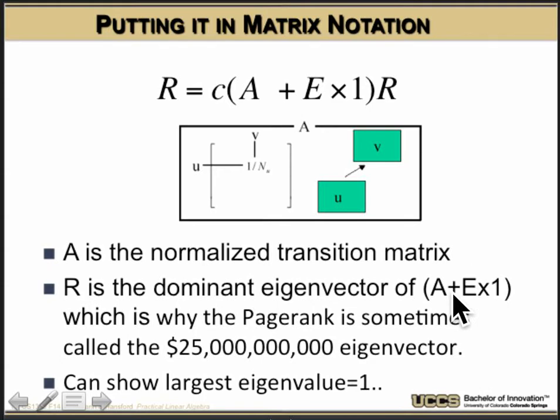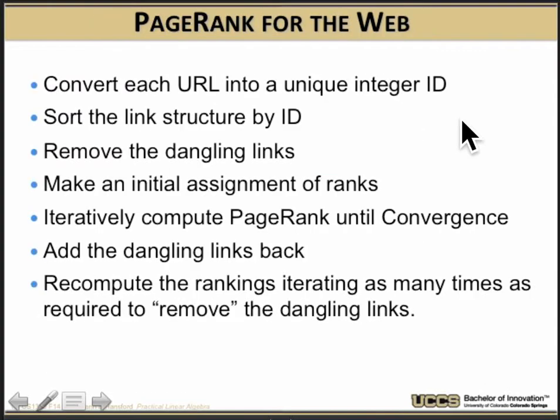So this expanded matrix is a matrix, and if you think of this as lambda, it's actually the whole set of eigenvectors, but lambda is our eigenvector. Lambda times (A plus E×1) equals lambda times X, or just lambda. Because the largest eigenvalue is 1, R is our eigenvector. So how do we build PageRank for the web then?